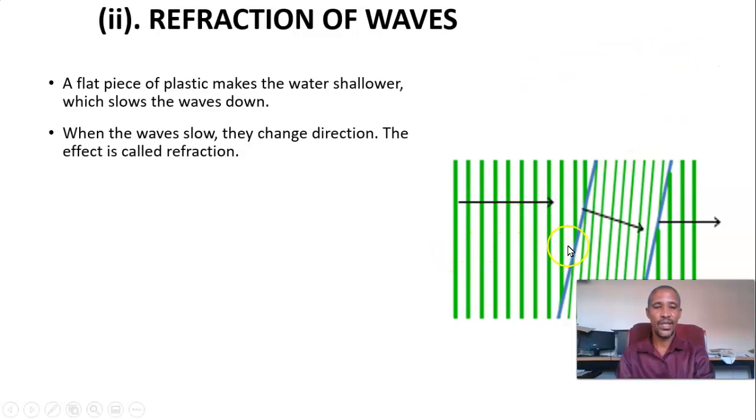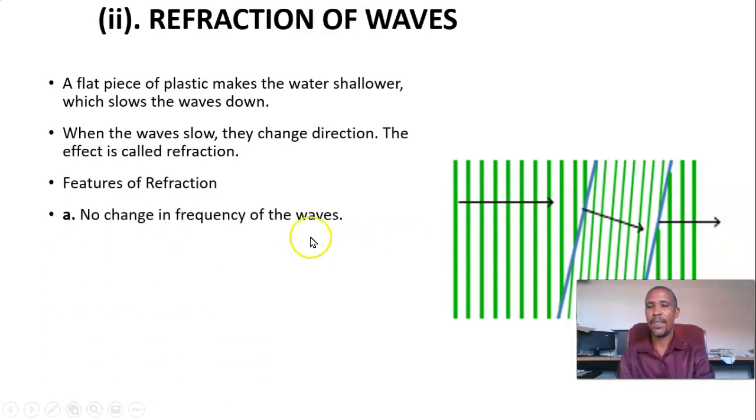This would be deep water, this would be shallow water, this would be deep water. So as this wave moves from deep water to shallow water, at that boundary the wave would get refracted. And at that barrier again, the wave will also get refracted. So these are the features of refraction.